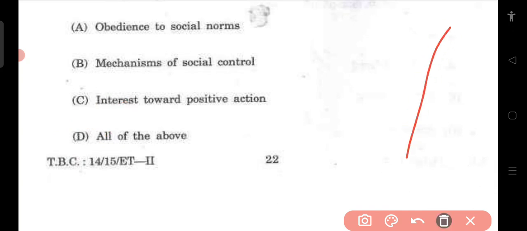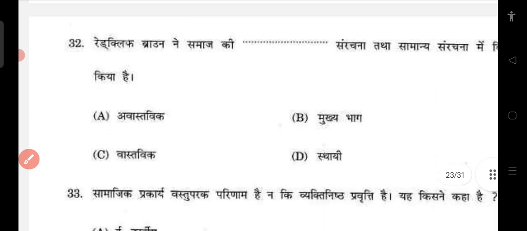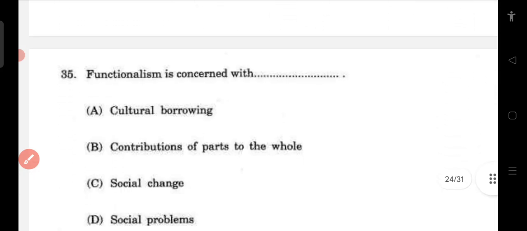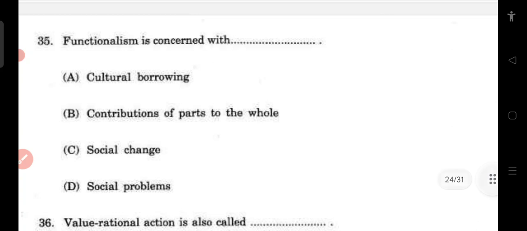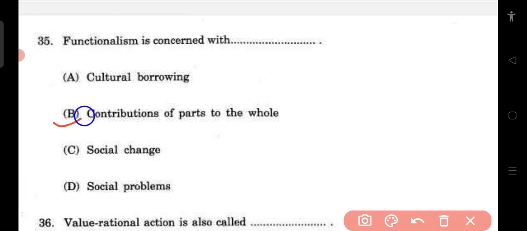Question number 35 is asking, functionalism is concerned with cultural borrowing, contribution of parts to the whole, social change, social problem. Contribution of parts to the whole. So here the answer should be option B.